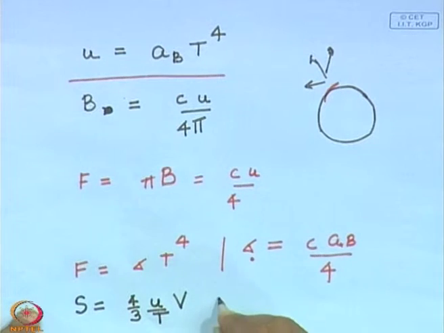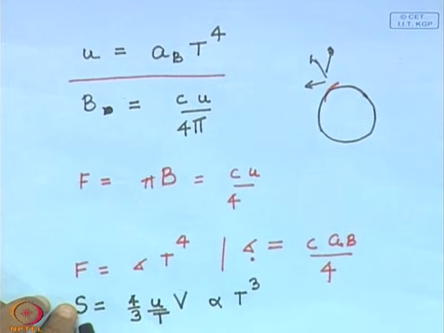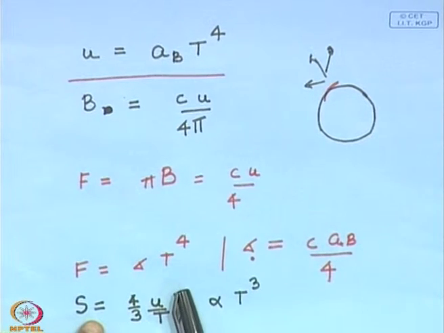So, this is proportional to T cube, right, because it is the energy density by the temperature. So, the entropy goes as T cube and the energy density goes as T to the power 4, and the constant for the entropy is this, or if you want the entropy density, then you can just ignore the volume.